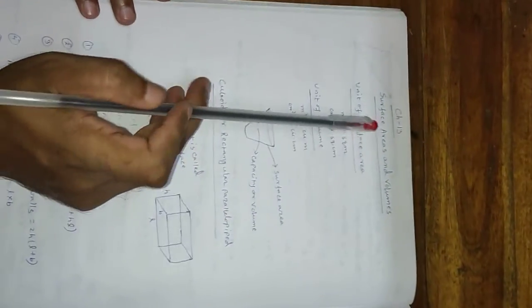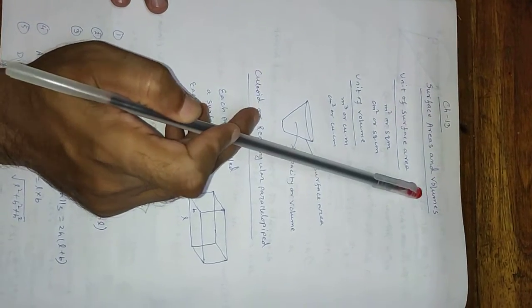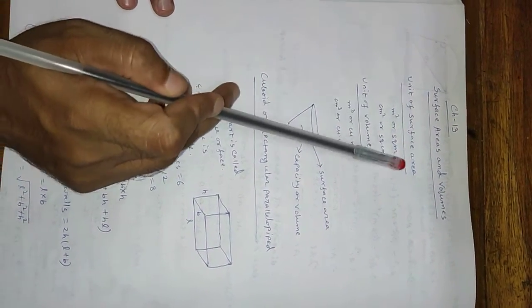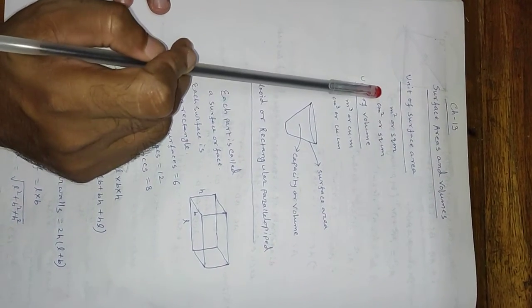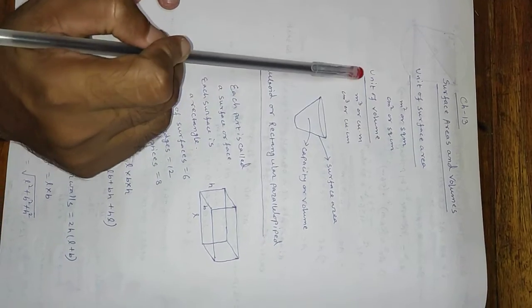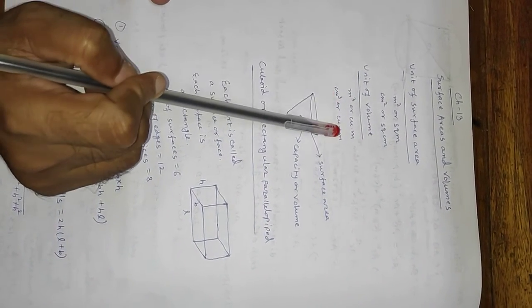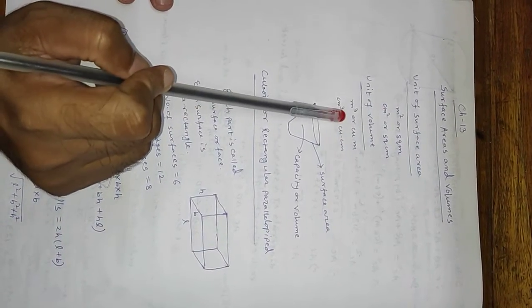Today I'll be starting a new chapter, chapter 13, surface areas and volumes. First of all, you need to learn the units of surface area. Whenever you are calculating surface area, the unit will be meter square, square meter, centimeter square, square centimeter. Unit of volume: meter cube or cubic meter, centimeter cube, cubic centimeter. That means for surface area, square unit, and for volume, cube unit.